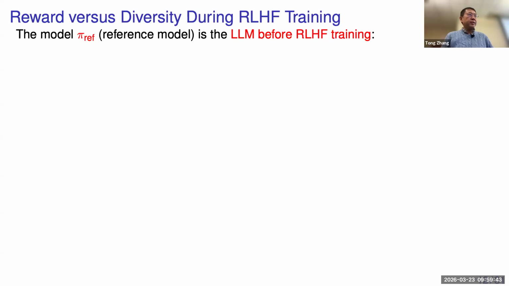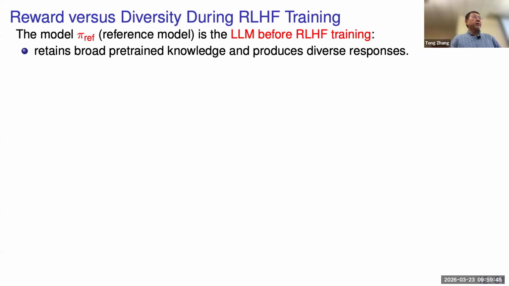What properties does this model have? One key is it has reasonable diversity. It also says sensible things. It has already gained the instruction following ability, it already has knowledge, and it gives reasonably diverse responses. It's a little bit constrained, but it also gives a good continuation.